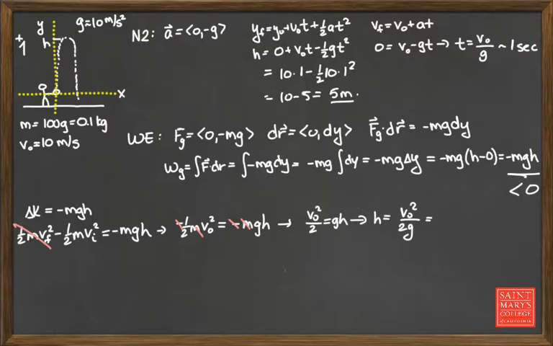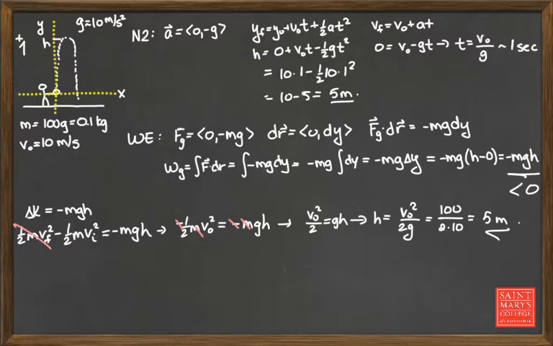v squared is 100 over 2 times 10. 100 divided by 10 is 10, divided by 2 is 5 meters. So that's good. We did it 2 different ways and we got the same answer. It would have been very concerning had that not been true.